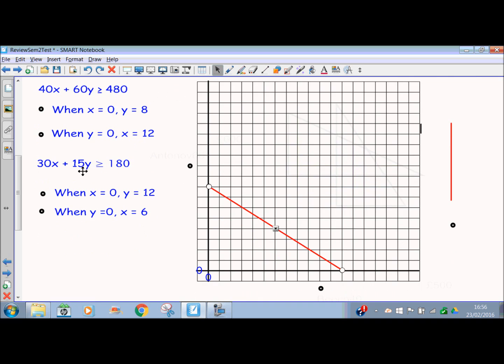Now we draw the boundary for 30x plus 15y is greater than or equal to 180 by plotting x equals 0, y equals 12. And y equals 0, x equals 6. And again we draw lines to represent this boundary.